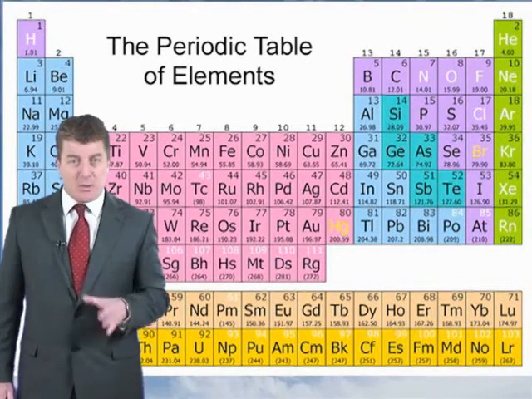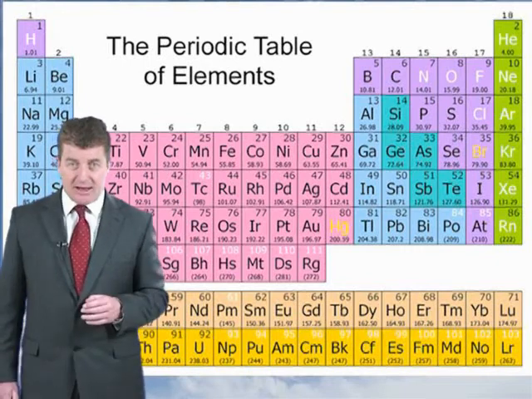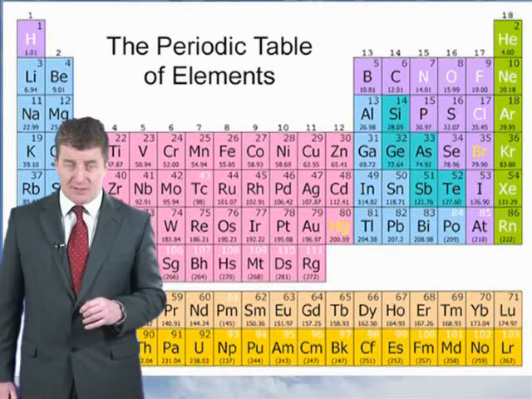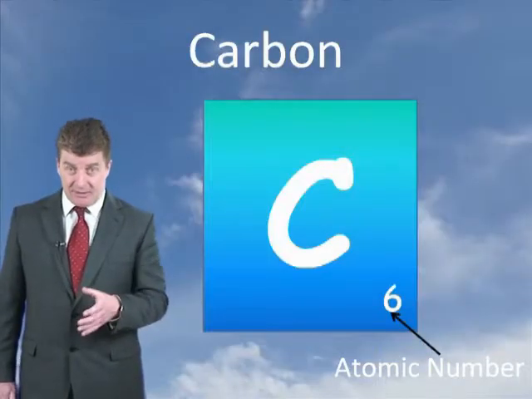Now, this is the periodic table which lists all the elements on the planet. Let's have a look at what information the periodic table can give you about the atoms. Let's look at carbon there.